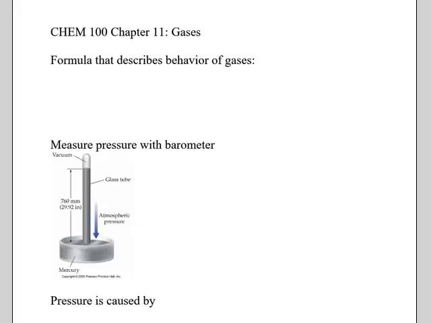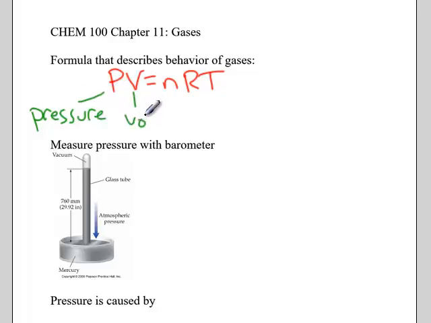Chapter 11 is all about gases, and one of the things that makes Chapter 11 a nice short chapter is there's one basic formula that describes the behavior of gases, and that formula is PV equals nRT, where P is the pressure of the gas, V is the volume, N is the number of moles, R is called the gas constant.